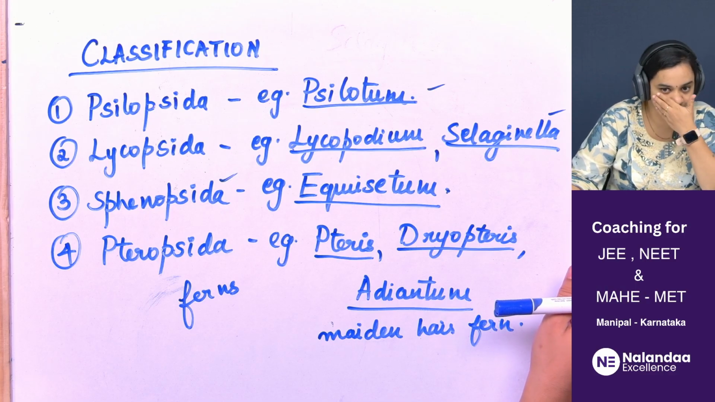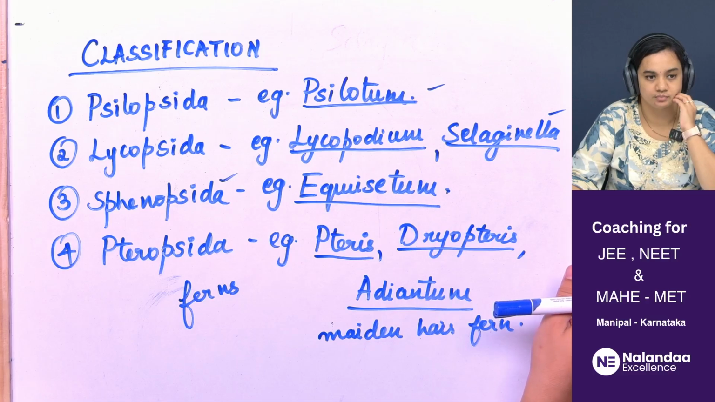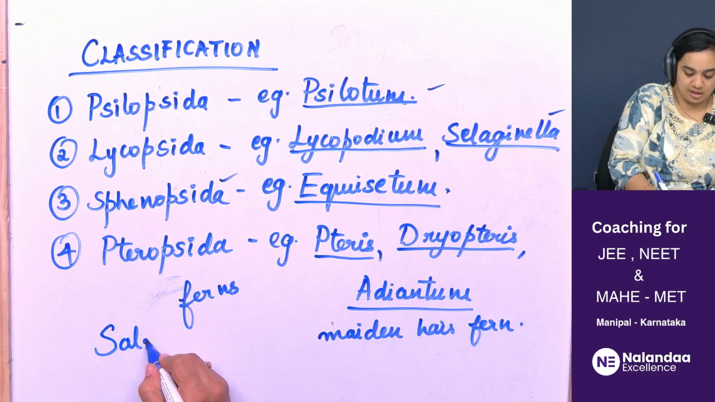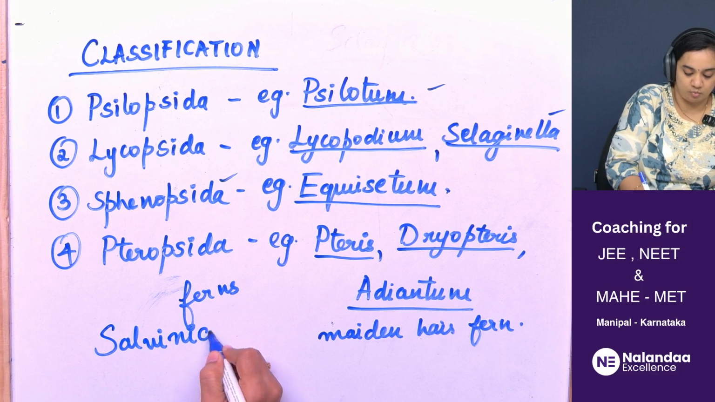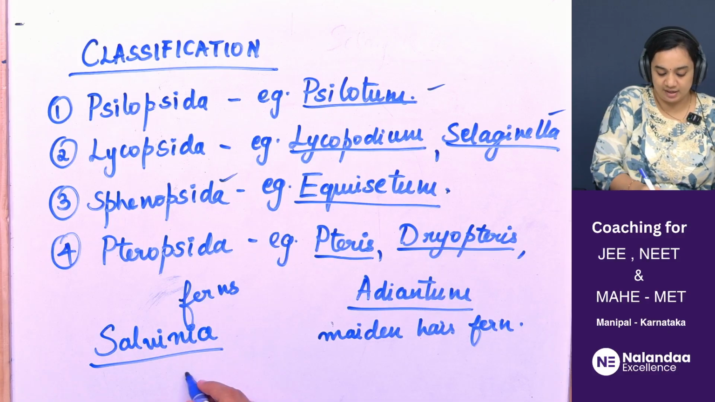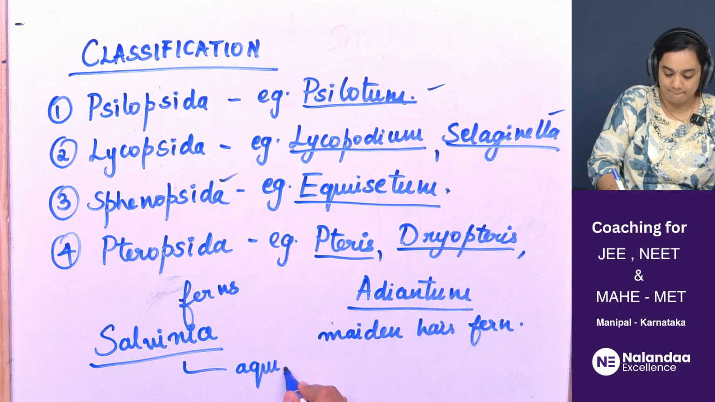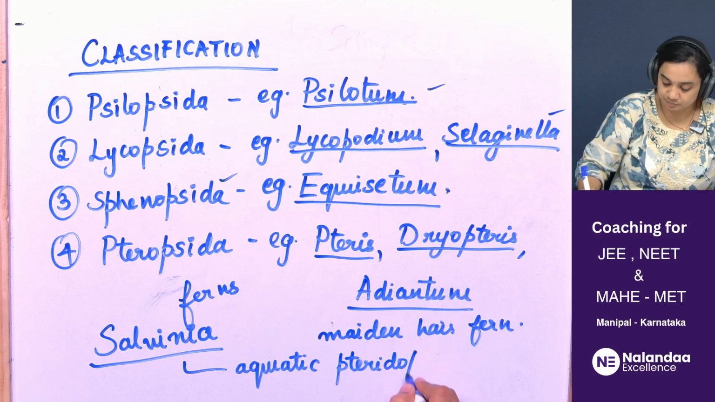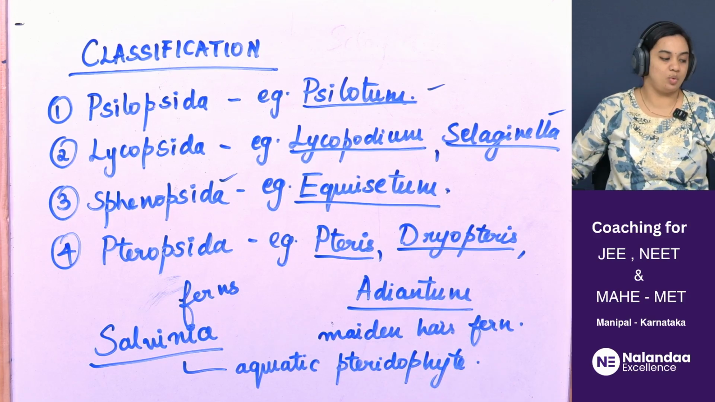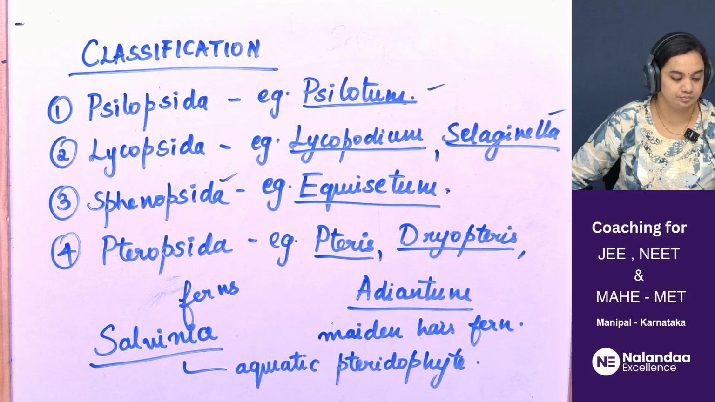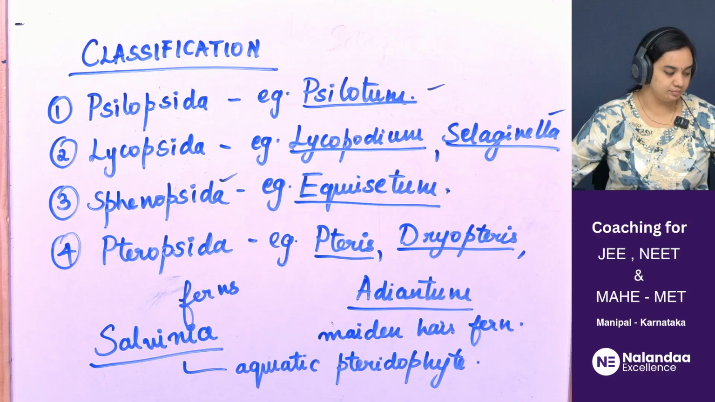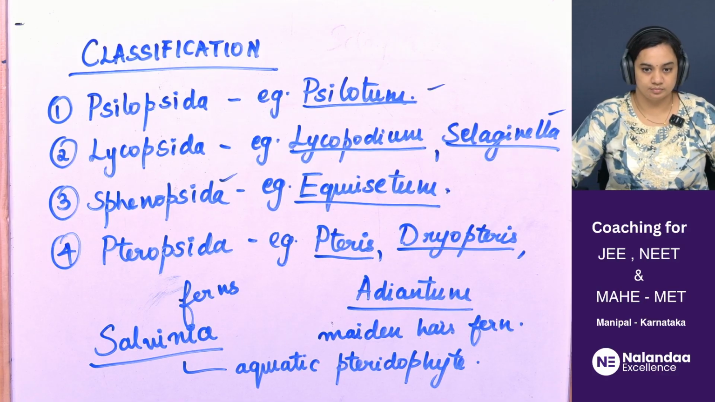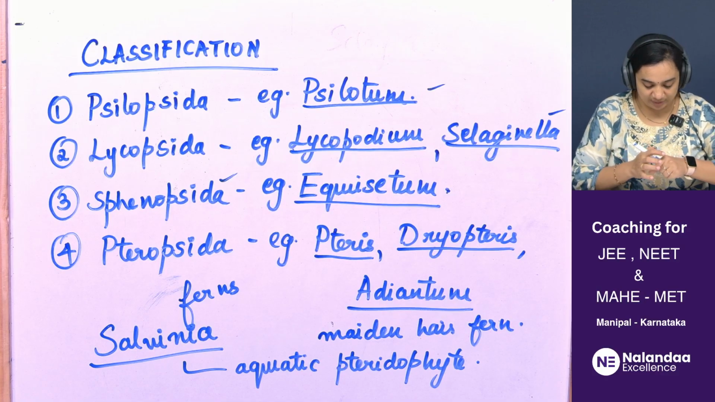Is this clear? All right. And one more piece of information here. We were talking about this particular form called Salvinia, right? Salvinia is aquatic. Okay, aquatic pteridophyte. So with this, we complete pteridophytes.